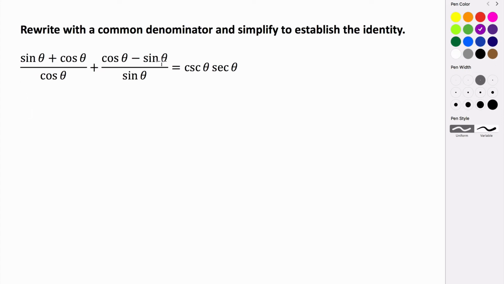In this video, we want to try and establish this identity by rewriting the two terms on the left with a common denominator and simplifying.